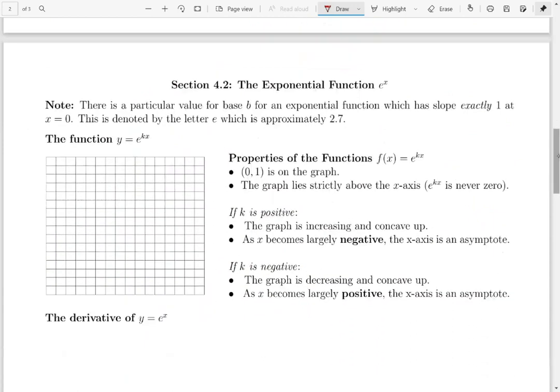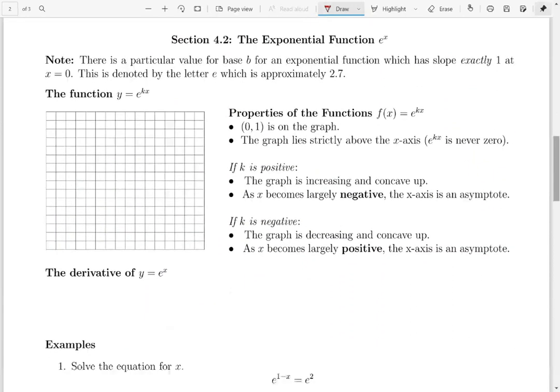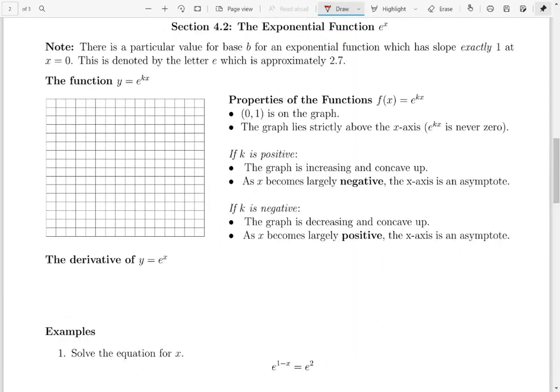Well, now that we've spoken about exponential functions in general, we're going to talk about a specific exponential function, that is the exponential function of e raised to the x power. Now, when considering e, the book gives a definition, and that is there's this particular number e, which has a slope exactly 1 at x equals 0. That's true. But a little more background history.